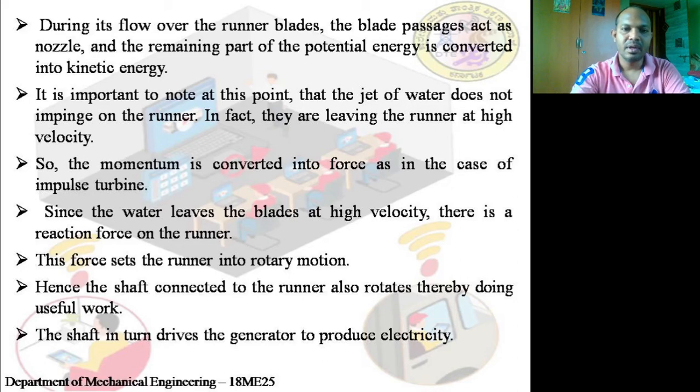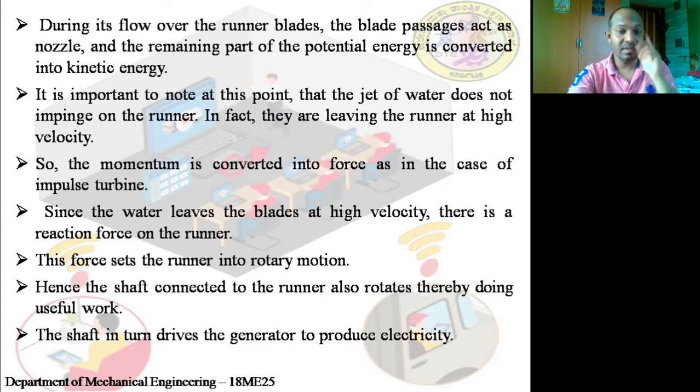Since the water leaves the blades at a high velocity, there is a reactive force of action. That means if it is a cup like this, the water which comes out here like this, it impinges. That is impulsive force of action. While leaving, it just leaves like this. So while it is leaving, there will be a reactive force of action. Now this is an impulse force and this is a reactive force. So both impulsive force of action and reactive force of action together result in mechanical energy generation.